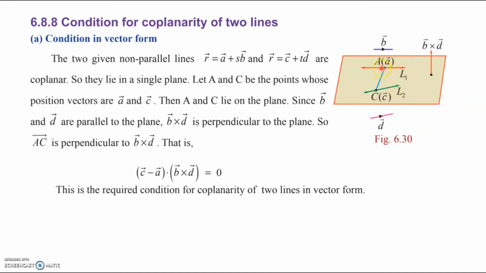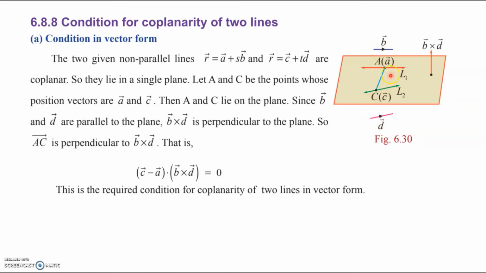And A is the position vector of the point A, and C is the position vector of point C. Now let us consider vector B, which is parallel to L1, and vector D, which is parallel to the line L2. Then we know that B cross product with D will be perpendicular to the given plane.